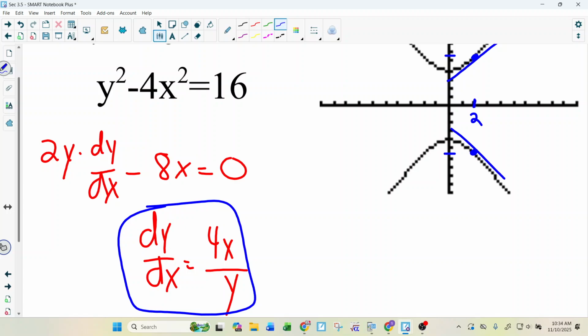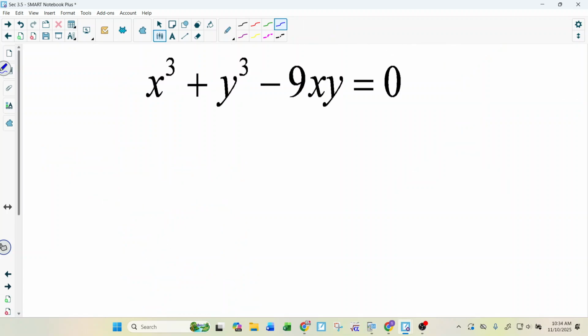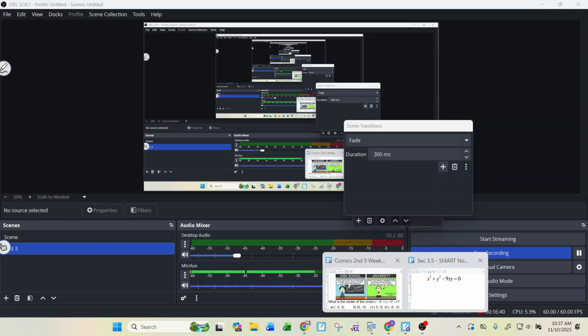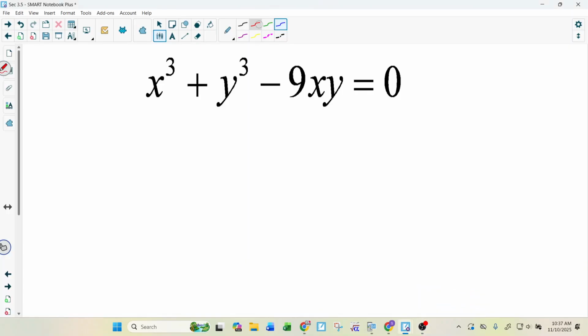All right, another one. Try that one. A little harder. All right, so the derivative of x cubed is 3x squared. The derivative of y cubed is 3y squared times dy dx.